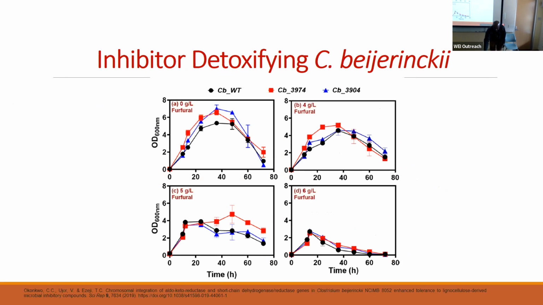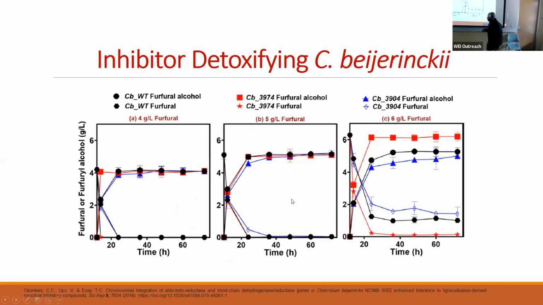We grew the cells at different concentrations of furfural. If you look at the growth pattern here, 0 grams per liter furfural, 4 grams per liter furfural, 5 grams per liter furfural, and 6 grams per liter furfural. Now, at 0 grams per liter, the two of our engineered strains grew slightly better than the wild type. And then you go further at 4 grams per liter. The aldoketo reductase, which is the 3974 strain, did slightly better. And also at 5 grams per liter. At 6 grams per liter, all of them really struggled. Now, we wanted to see if furfural is being detoxified.